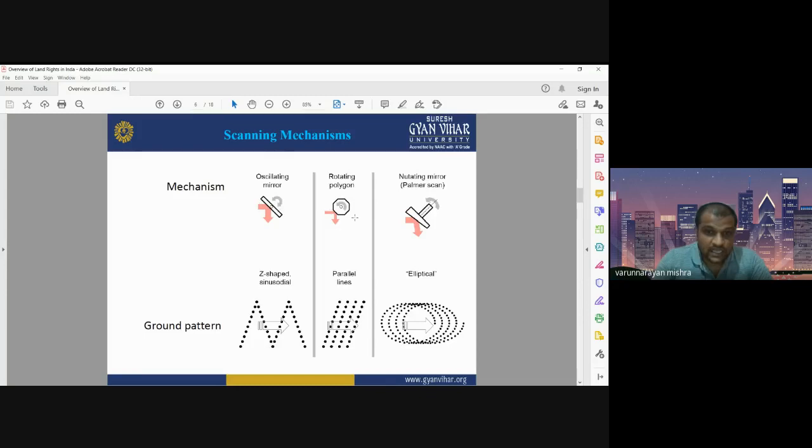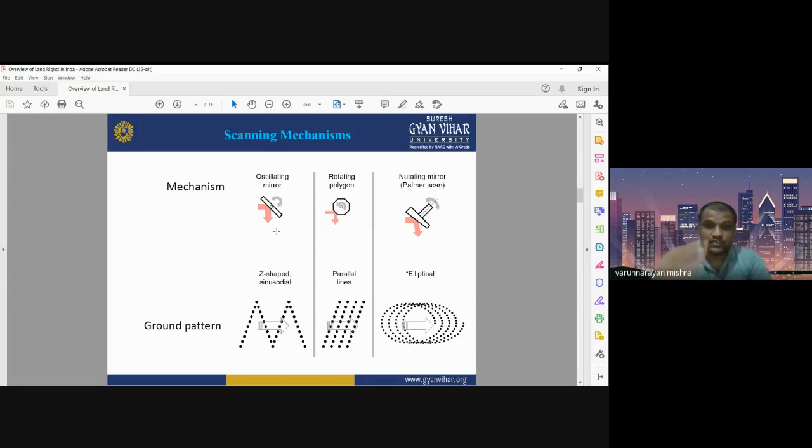In the second type of scanning, it has a rotating polygon, and in the third type of mechanism it will have a Palmer scan. So there may be three types of oscillating mirrors. Depending on the type of oscillating mirror, we may have different shapes. If we are using an oscillating mirror, it will provide you the zigzag-shaped scan on the earth. Like here, the ground pattern will be like that.